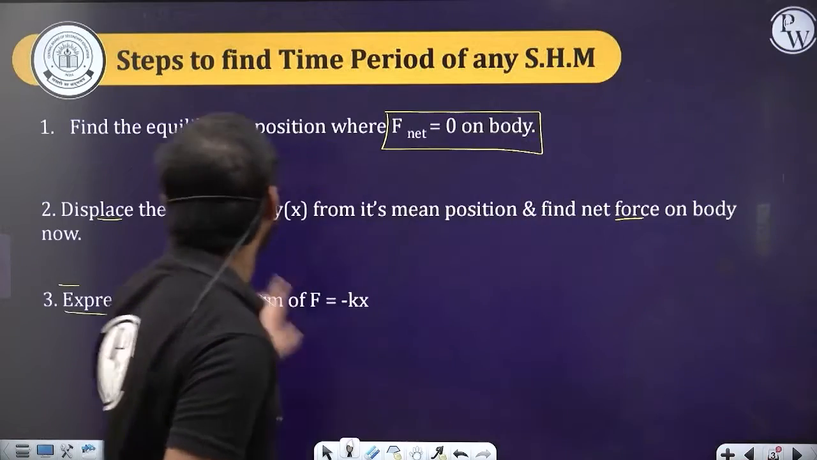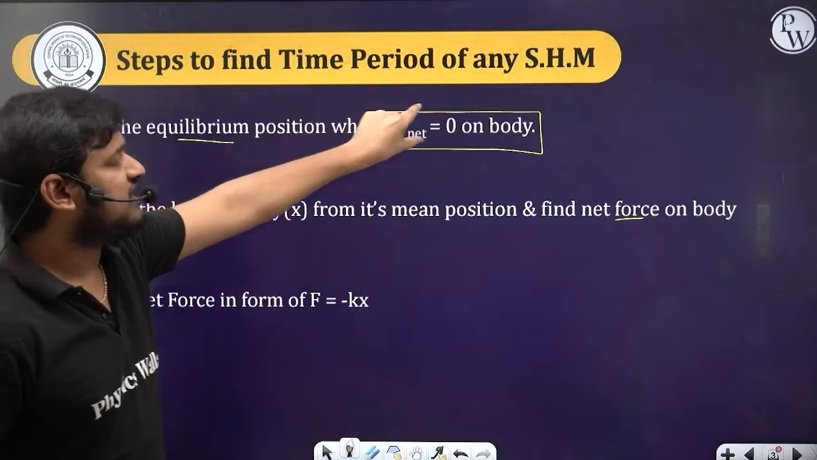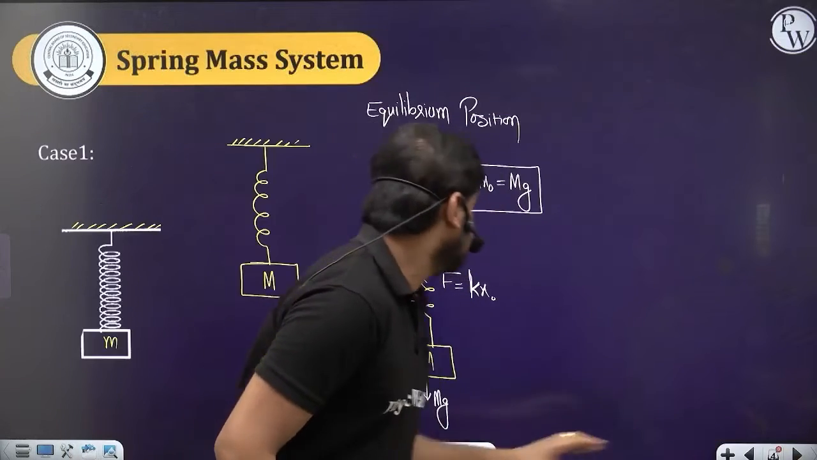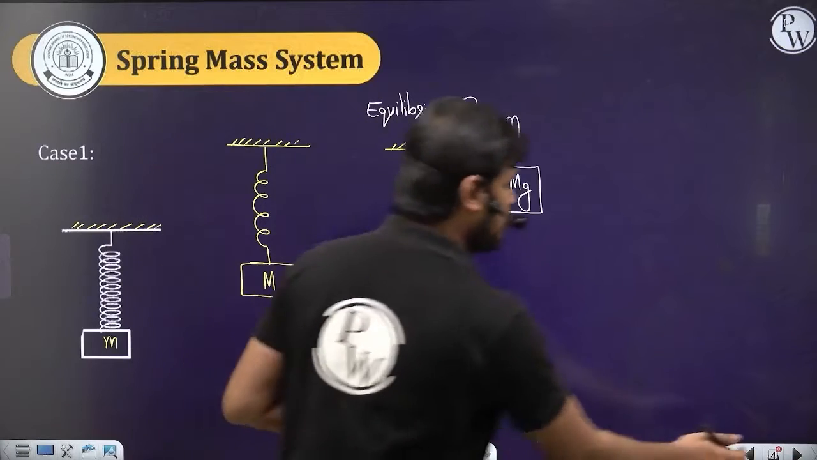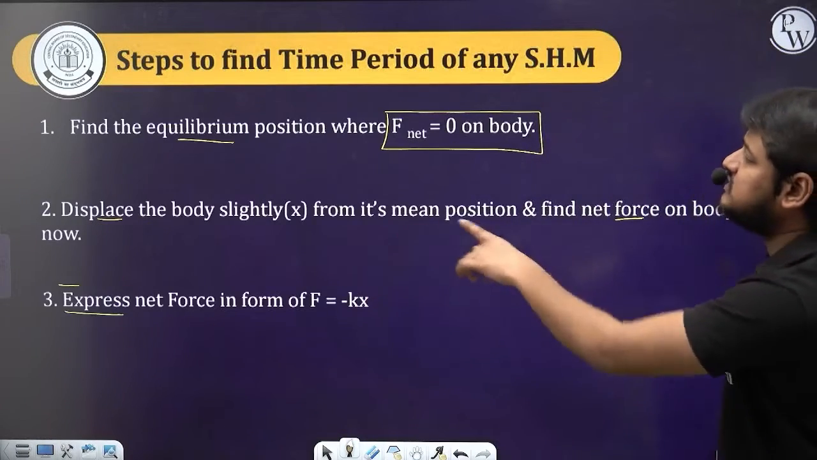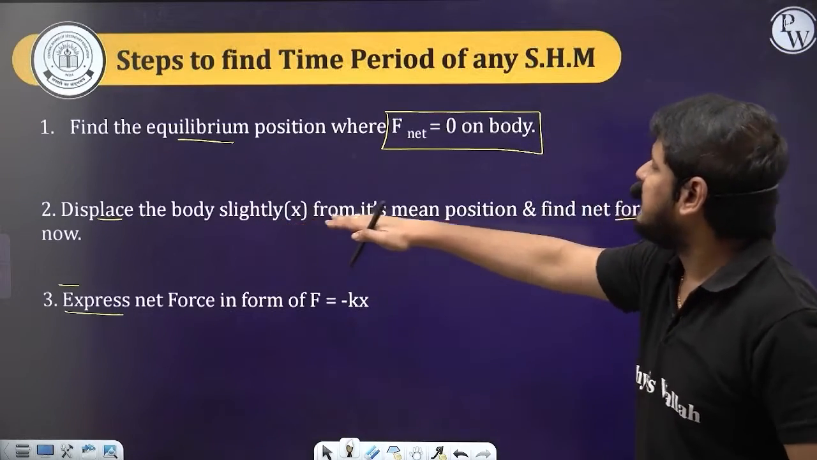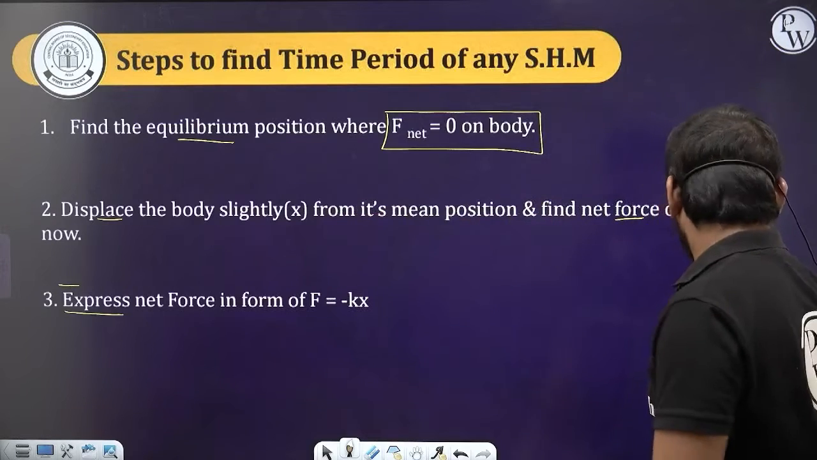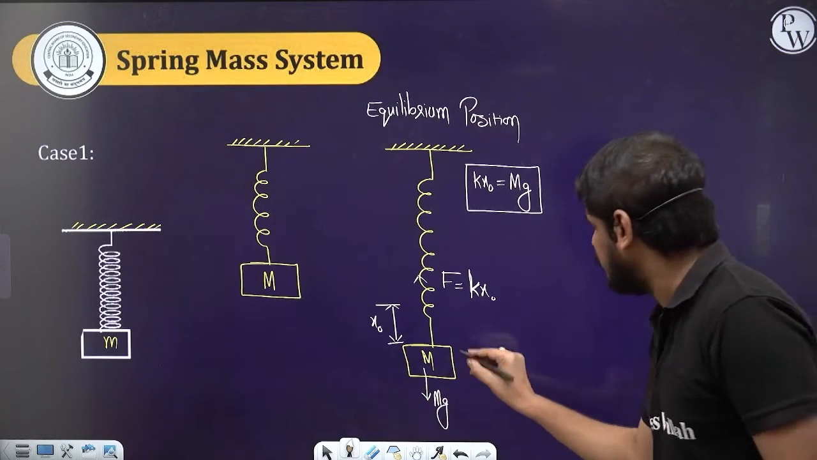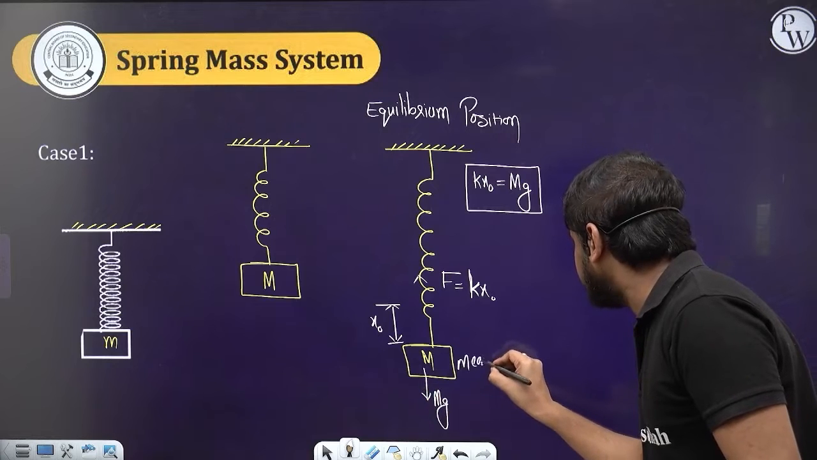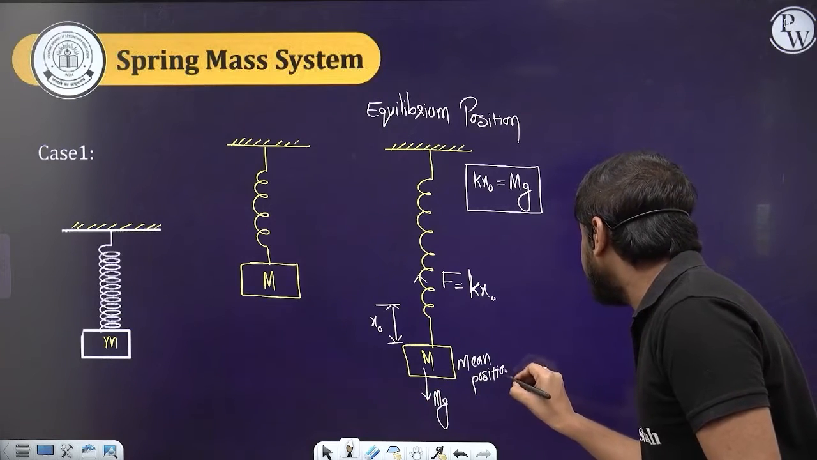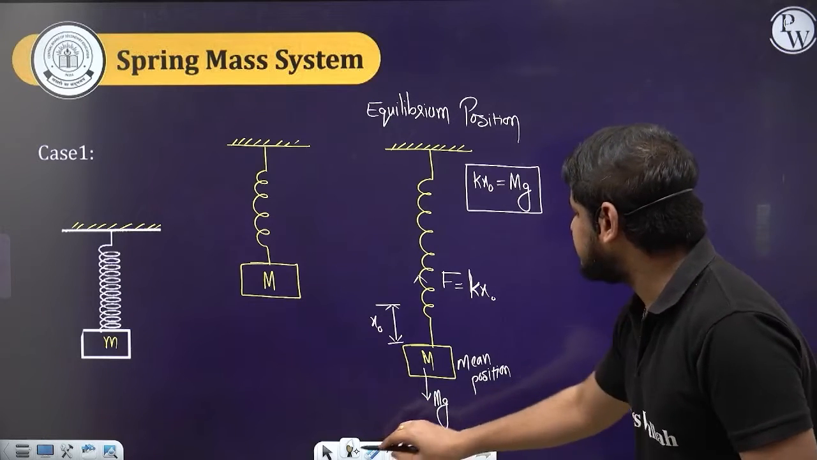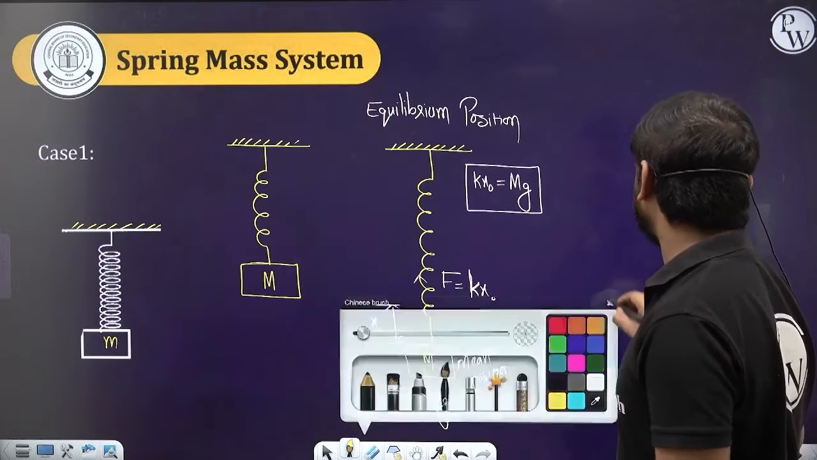See here. First find the equilibrium position where F net is equal to 0 on the body. So this is the equilibrium position where F net is 0 on the body. Now what we have to do? We have to displace the body slightly by x from its mean position. This is the mean position, or the equilibrium position we call. Now from the equilibrium position, displace the body by some displacement x.